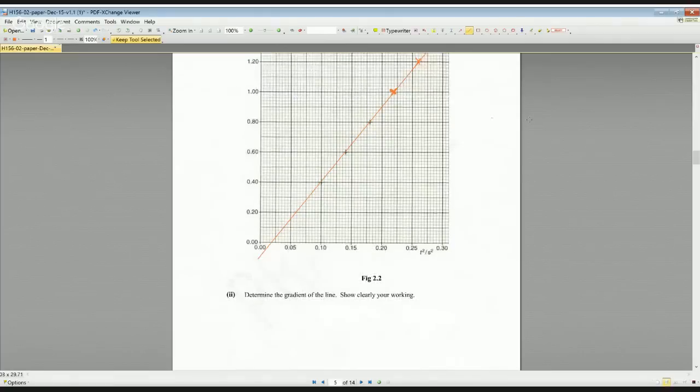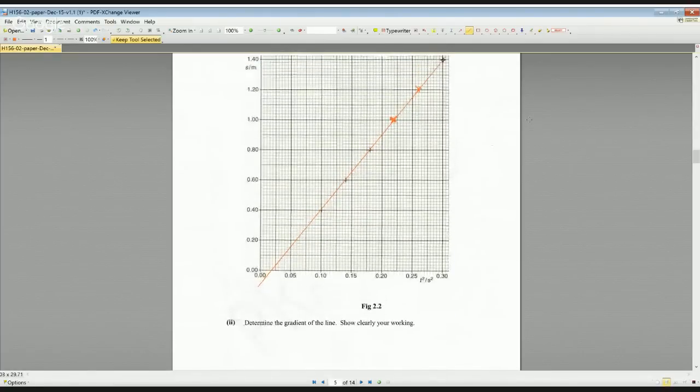The next step, it says determine the gradient of the line. Show clearly your working. It's very important you show your working here. And the official guidance for how you should determine the gradient of a line is that you should draw a triangle on the graph, and the hypotenuse of that triangle should be more than half the length of the line of best fit itself.